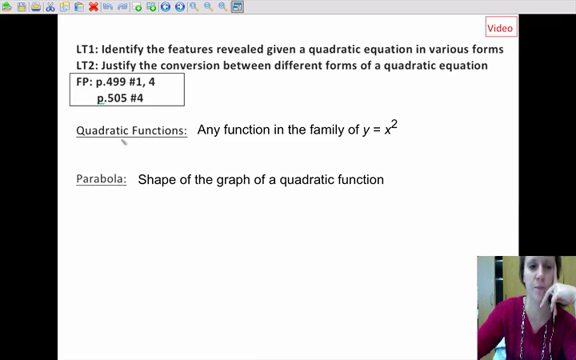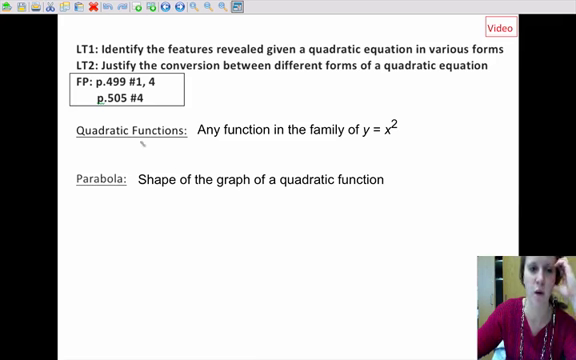our learning targets. So these first two learning targets go together, but I'm going to do this in a two-part video. Today you're watching part one, and then you'll be assigned part two later in the unit. Learning target one is identify the features revealed given a quadratic equation in various forms. We'll talk about some of those features, and then learning target two is justify the conversion between different forms of quadratics. That'll be more part two of this, getting into the different forms of quadratics.